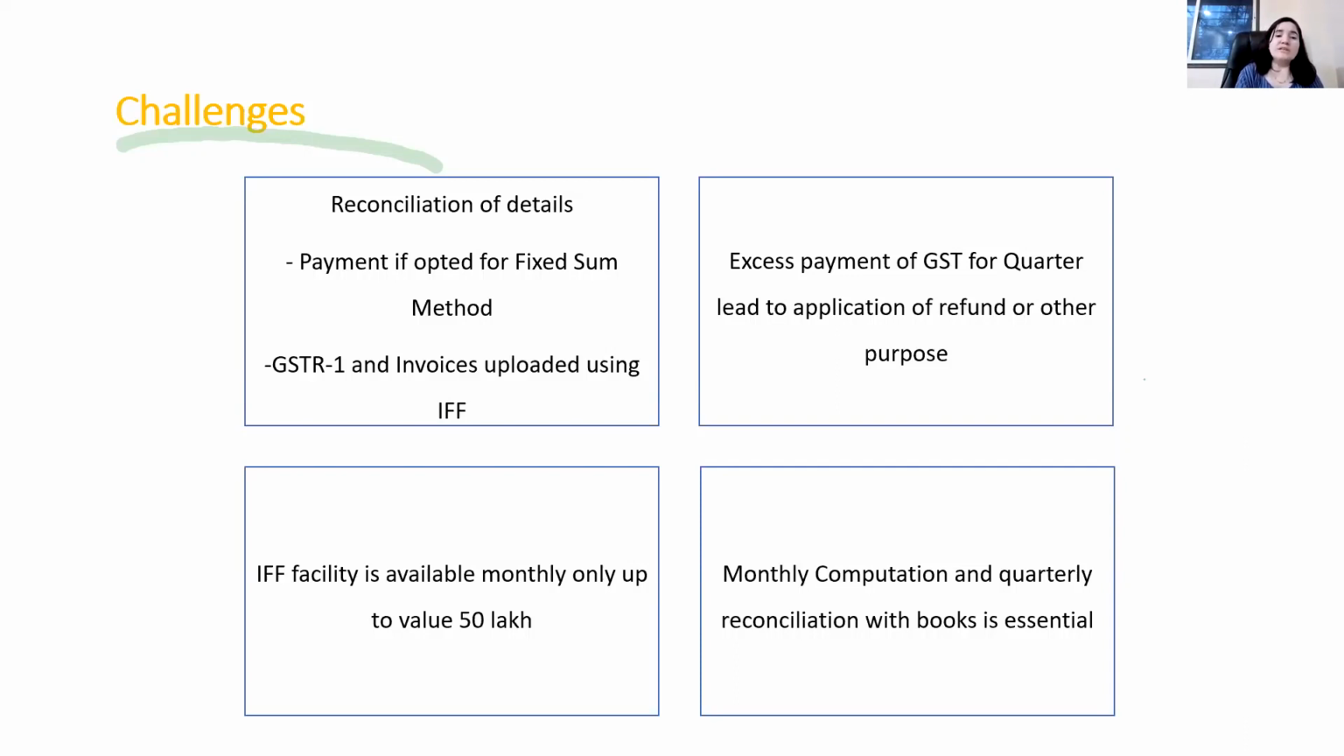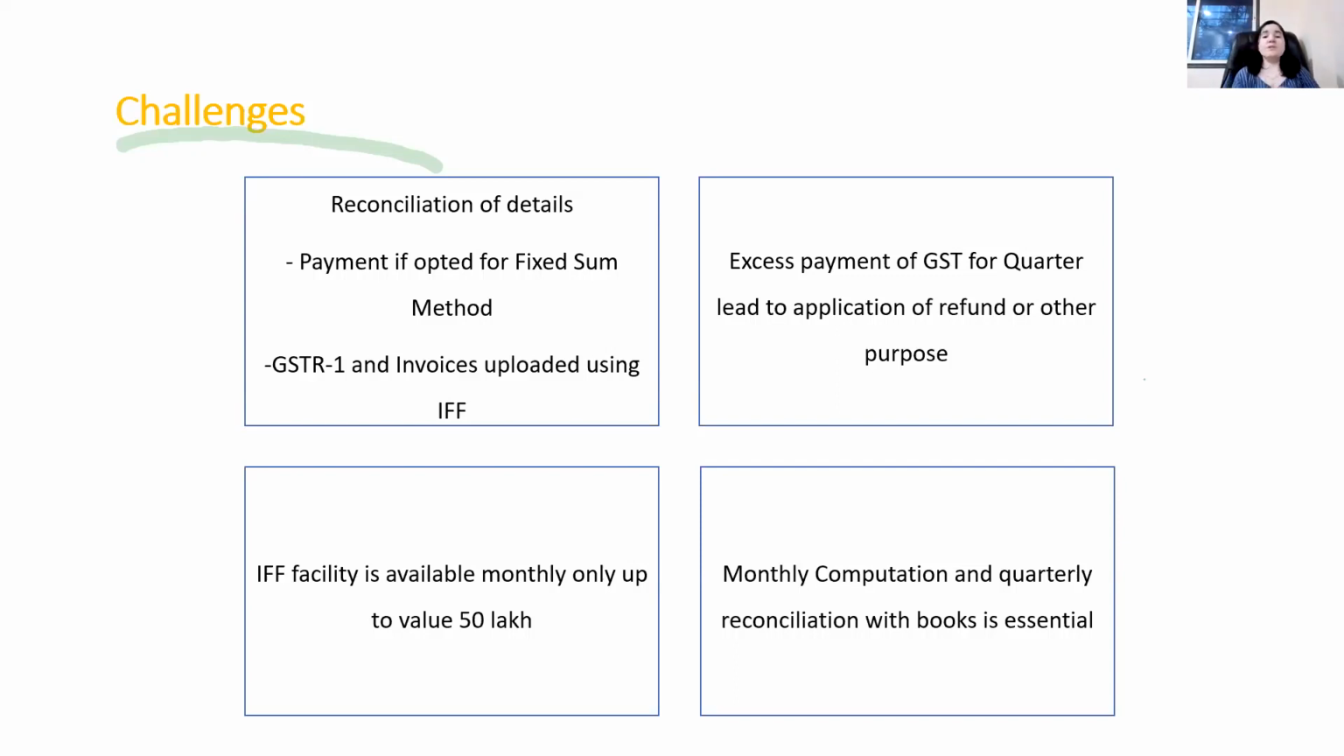Now the reconciliation of the payment details if opted for the fixed sum: definitely, as discussed, reconciliation is required. If the taxpayer has opted for IFF, then please note that in GSTR-1 you are not required to disclose those invoices. And if you disclose them, they could be considered twice while computing the payment. Hence you have to ensure quarterly reconciliation of whatever invoices were uploaded and whatever were not uploaded.